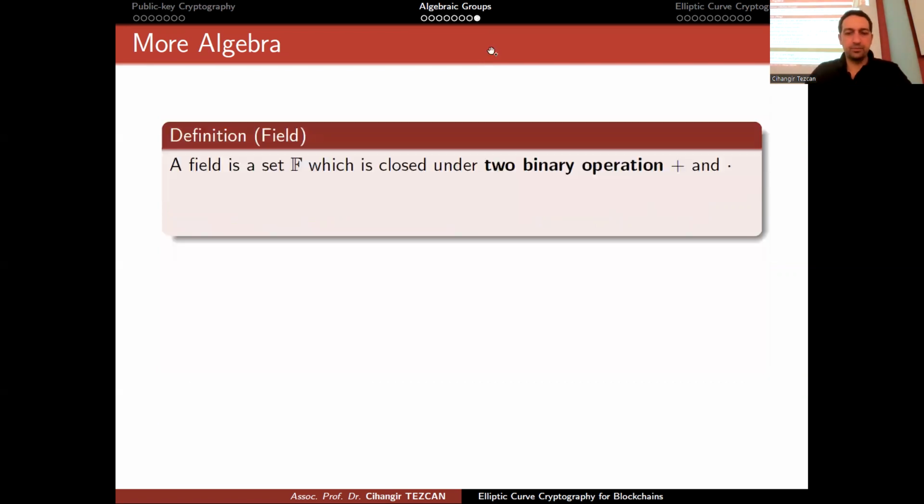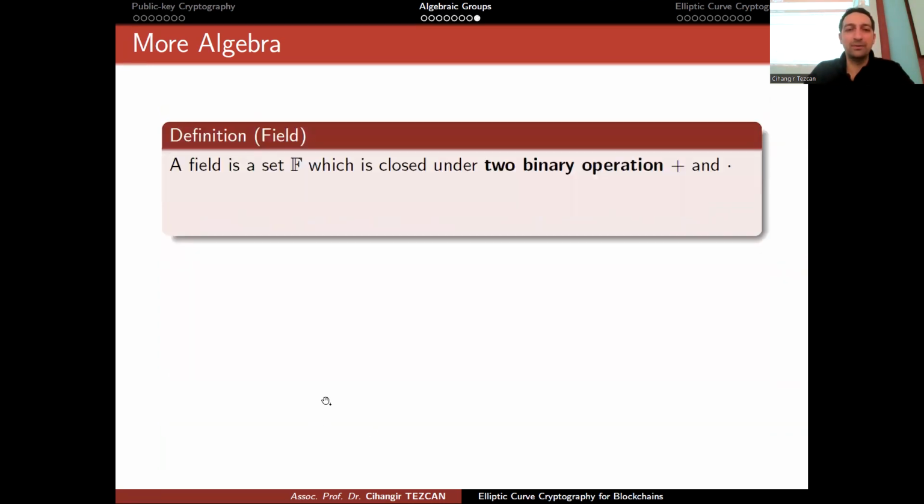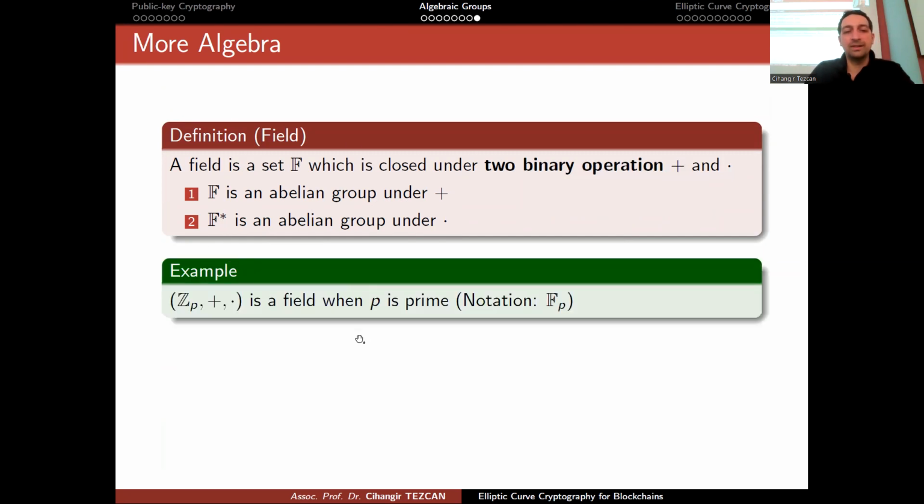Rings are somewhat different, but as you can guess, if I'm not expecting multiplicative inverses here, when I expect multiplicative inverses, I will call it something else, a field. So let me give you the definition of a field. A field is a set F which is closed under two binary operations, plus, addition and multiplication. So I'm asking F to be an abelian group under addition, and I'm also asking F star to be an abelian group under multiplication.